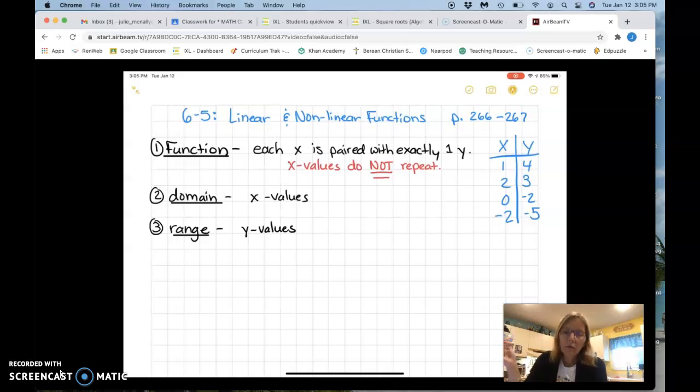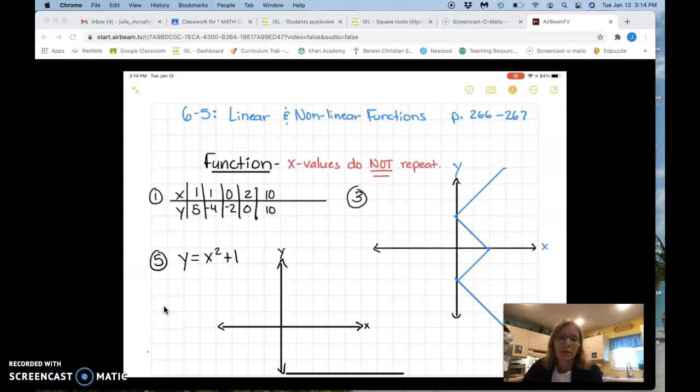What I am looking for is that my x's do not repeat. If my x's repeat, it is not a function. But if my x's do not repeat, then it is a function. The domain, just as a reminder, is all your x values, and the range is all your y values. So copy this down, and I will be right back.